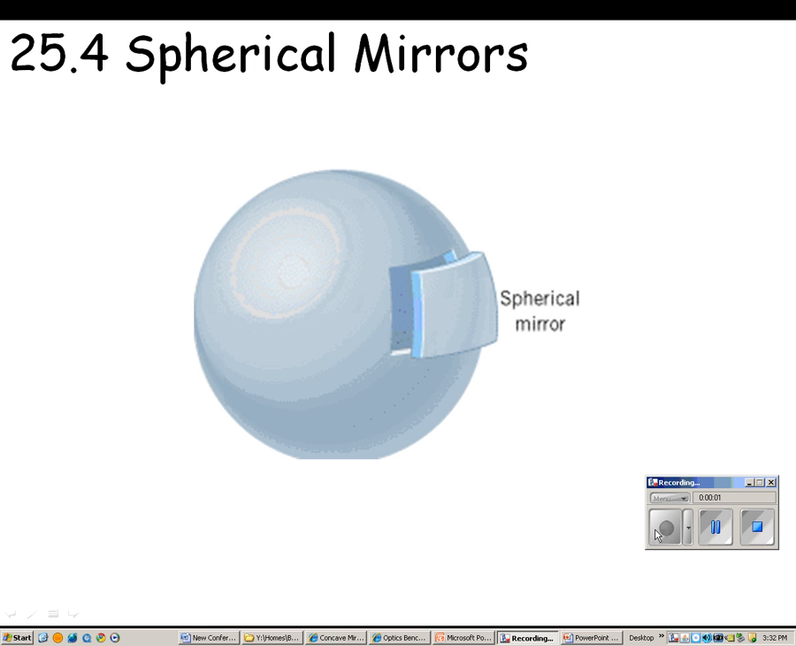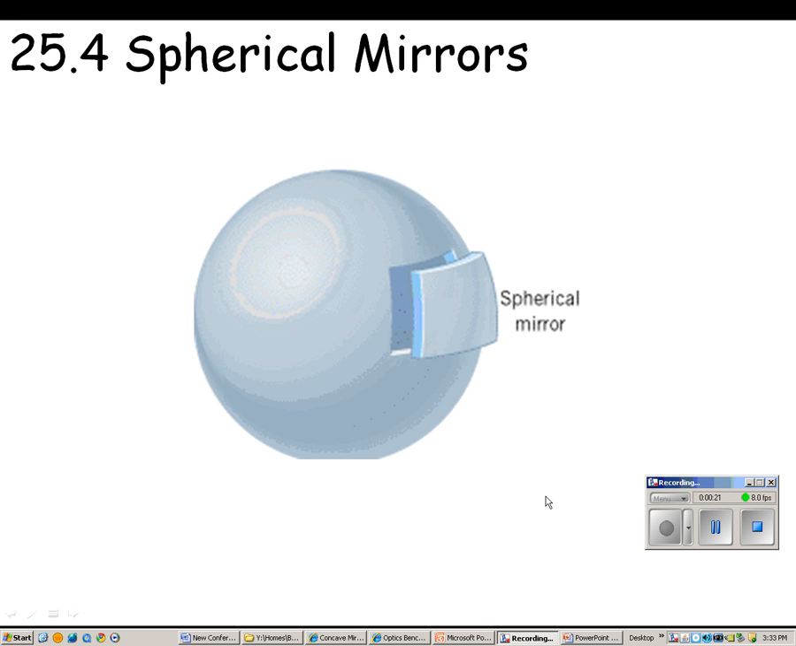In this lecture, we're going to study spherical mirrors. There's two types of spherical mirrors we're going to look at: the concave mirror and the convex mirror. And they're called spherical mirrors because they are a piece of a sphere. The mirror itself is not a sphere, but it's just a section of the sphere, and one side is mirrored.